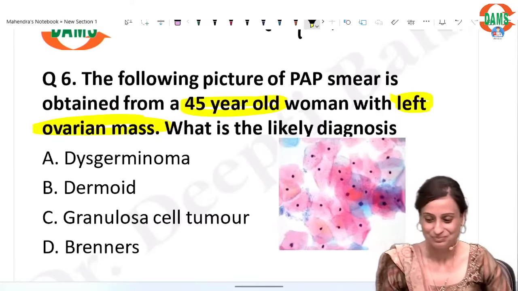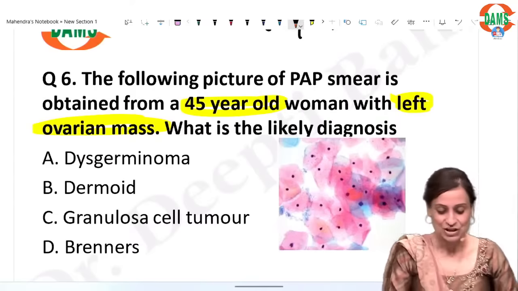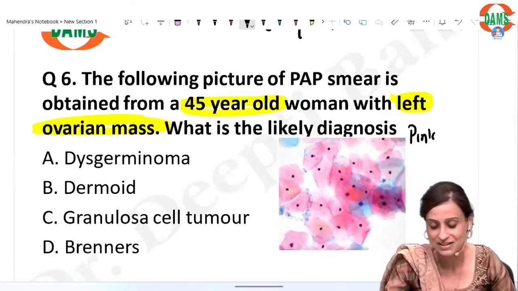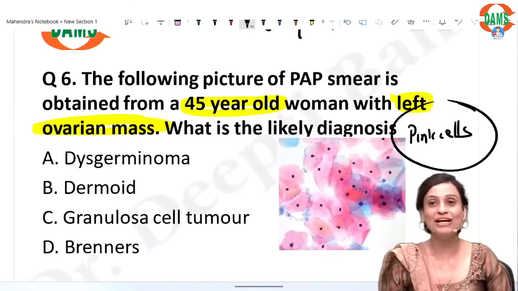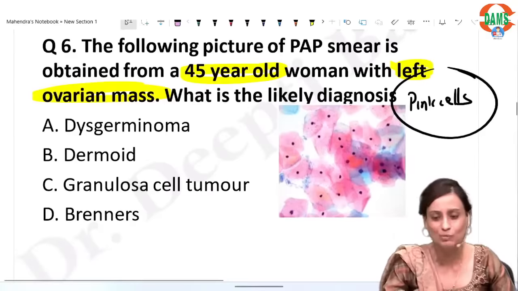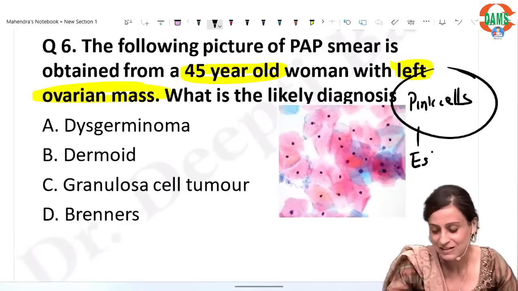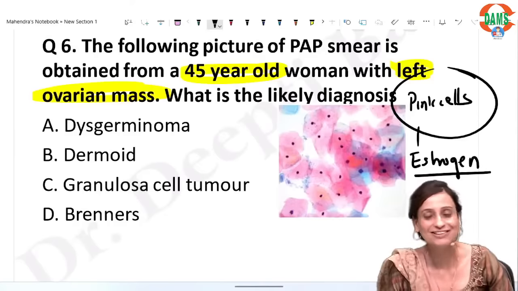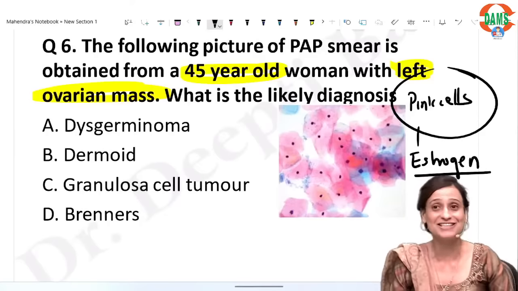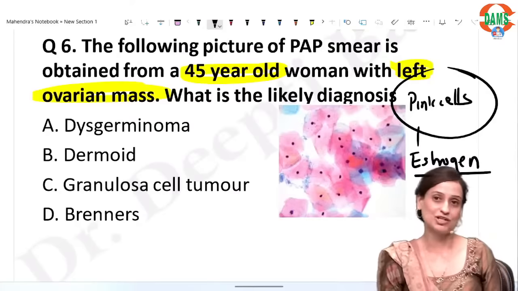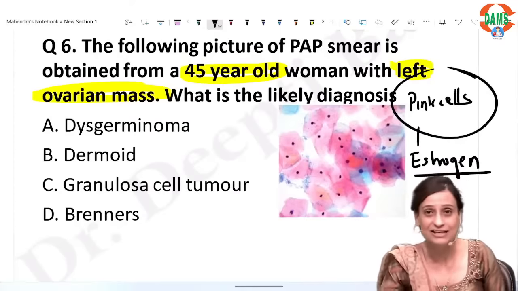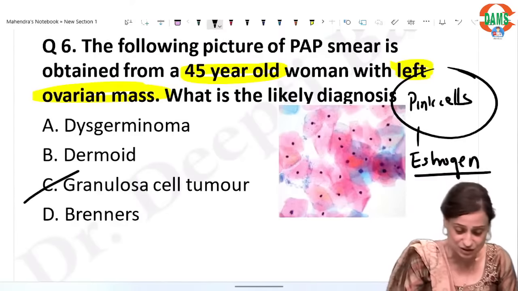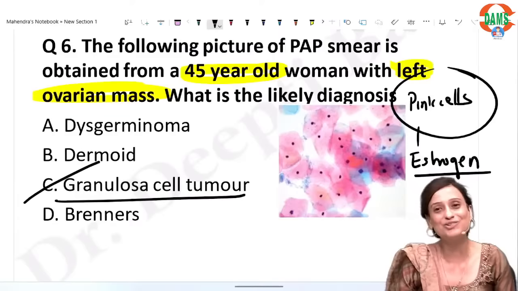Can you see? So yes. So the pap smear here is showing you plenty of pink cells. And what do pink cells mean? This means the predominant hormone here is estrogen, right? And what we are trying to ask you is, which ovarian tumor is going to produce estrogen? And as I can see, you're all answering it correct. That is perfect. It is going to be granulosa cell tumor.